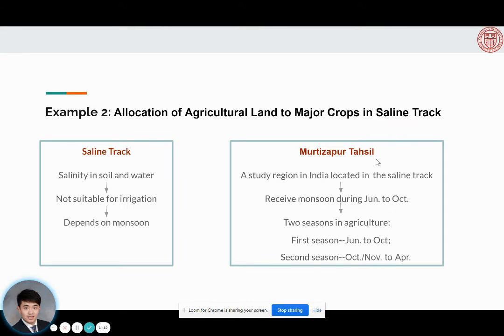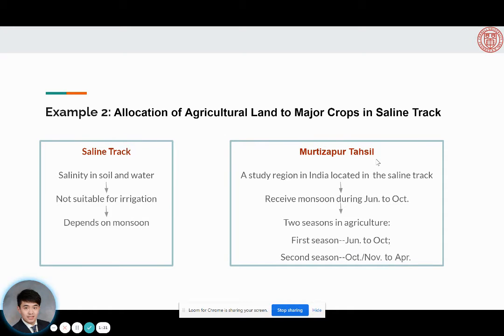In the second example, a study was carried out to study land allocation in a special area, which is the saline tract. In the saline tract, the soil and water are saline and make it not suitable for irrigation, so the agriculture there depends on the monsoon. Malta is a part of India located in the saline tract and works as a special case in this example.